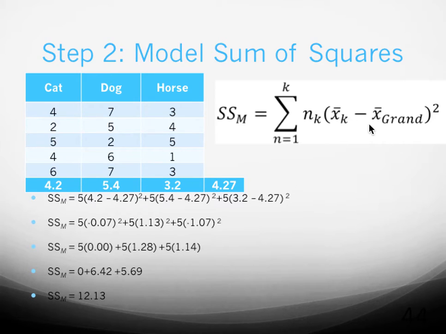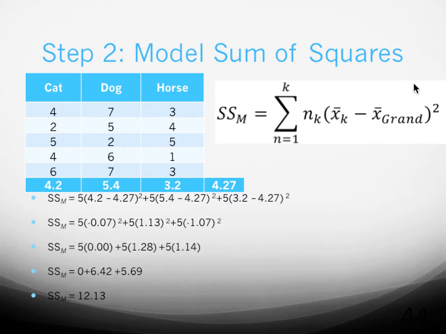So we do 4.2 minus the grand mean, which is 4.27. That's what we have in this parenthesis right here. Then we will square that value and multiply it by the number of people in that group, which again is 5. Then we'll do the same thing for our next group, which is dogs. So it'll be 5.4 for the mean of that group minus the same grand mean as before. We have it here, then we'll square it and multiply by the number of people in that group, which again in this case is 5.